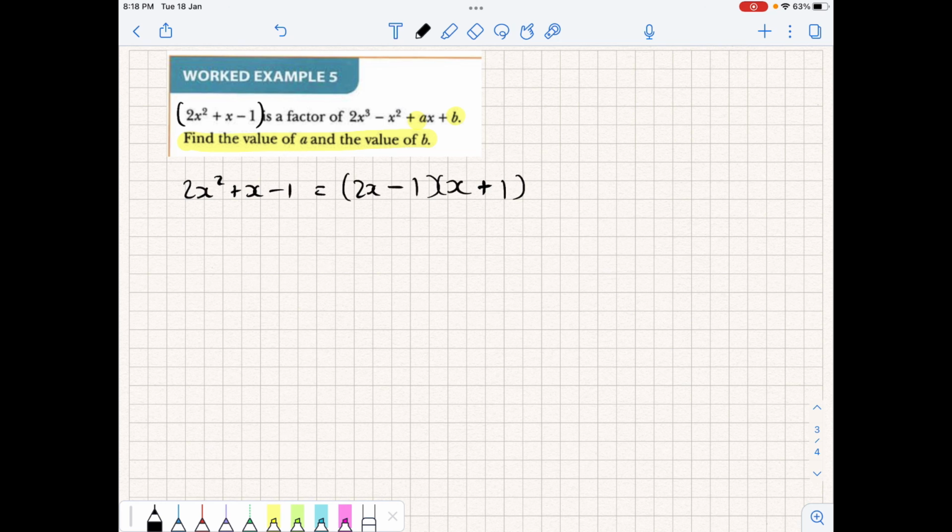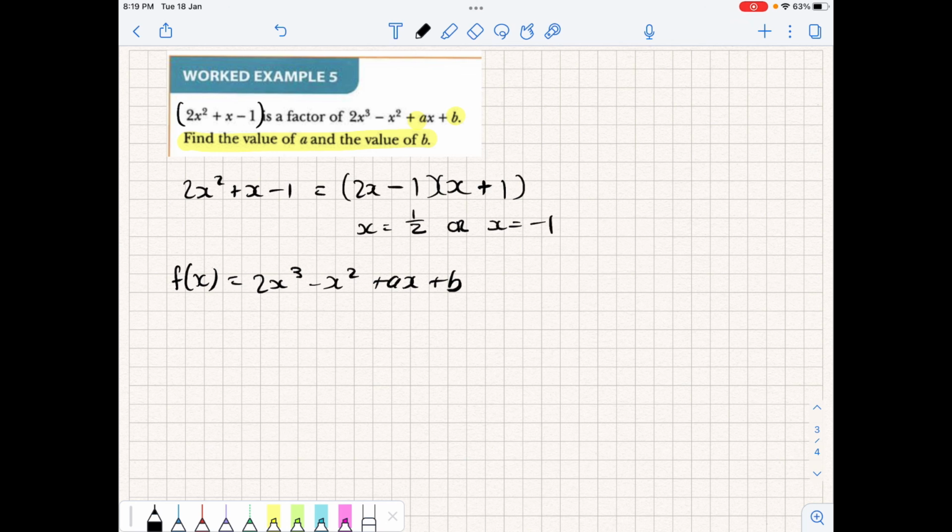And this is obviously helpful to us because using the factor theorem, we can say that when x is equal to a half, or when x is equal to minus 1, the polynomial should be equal to 0. Okay, so we can substitute those values in, and we can create two simultaneous equations for a and b and solve them. So let's label our large polynomial f of x, and we can call it 2x cubed minus x squared plus ax plus b.